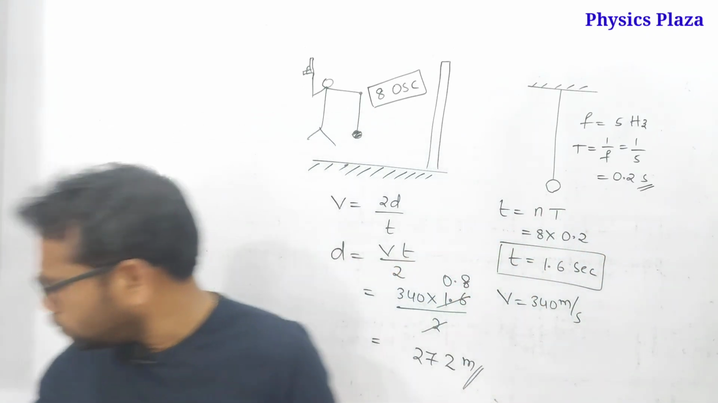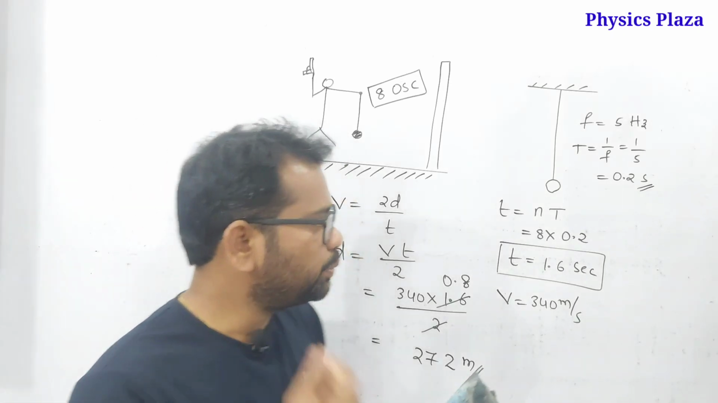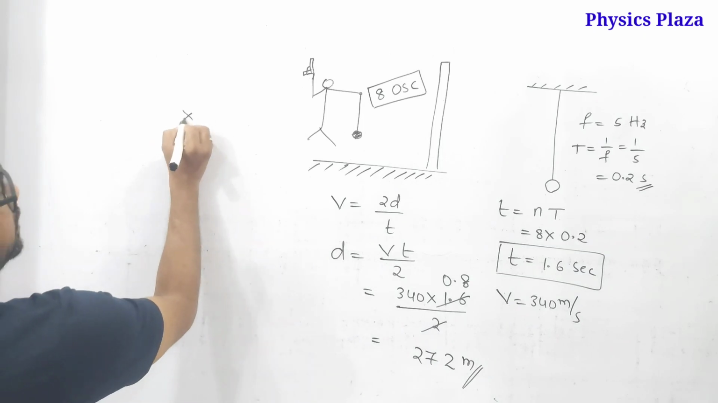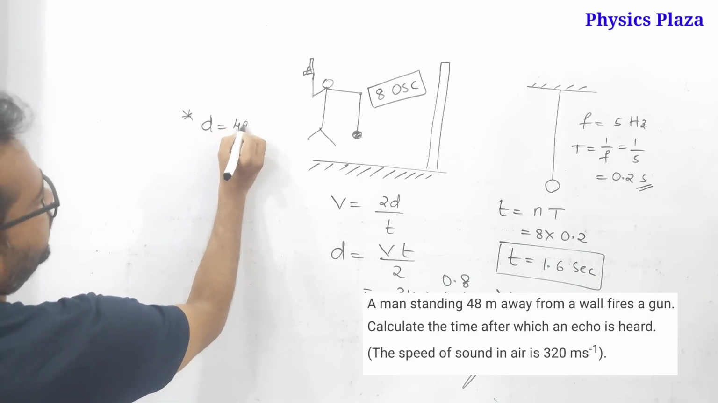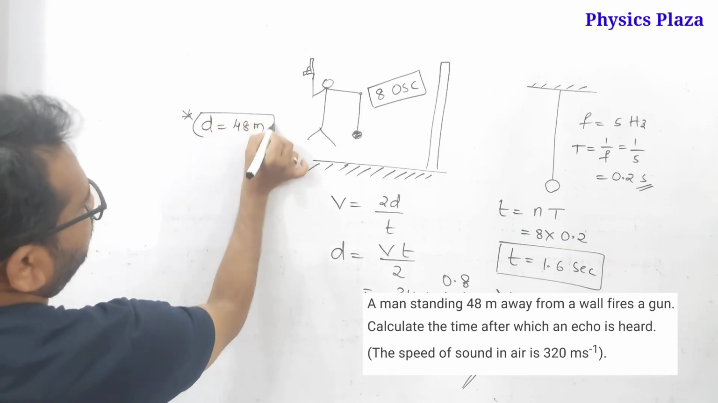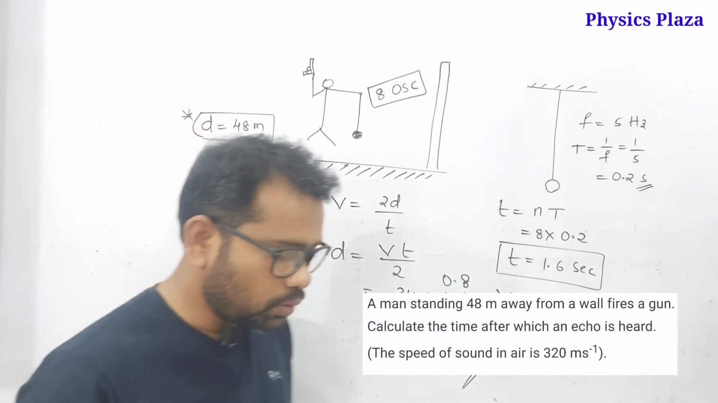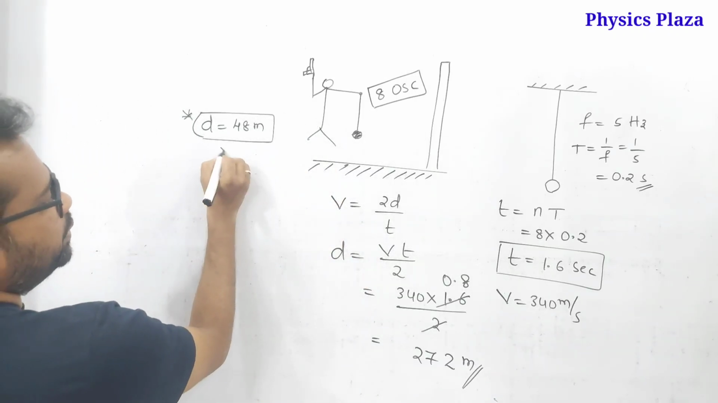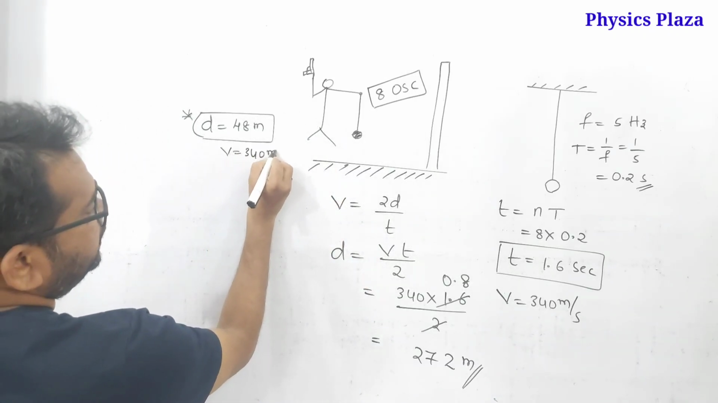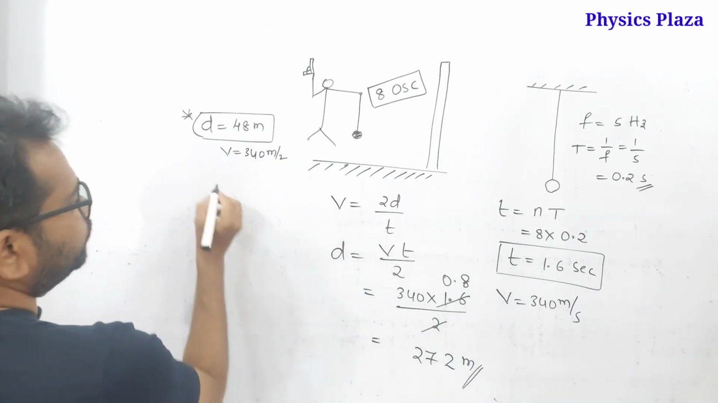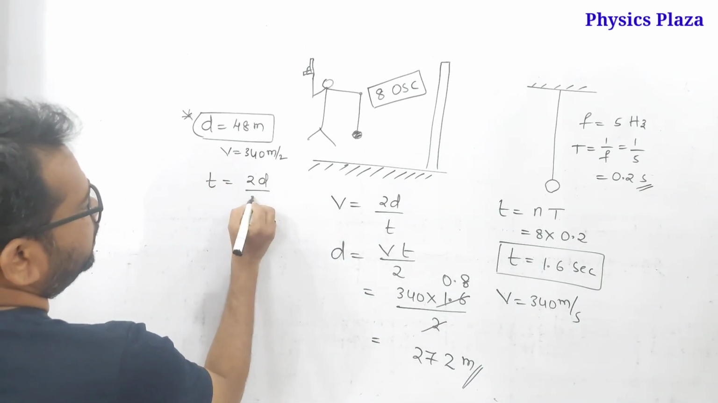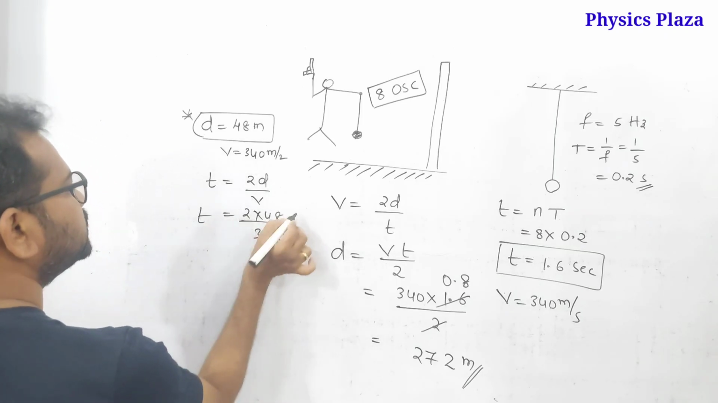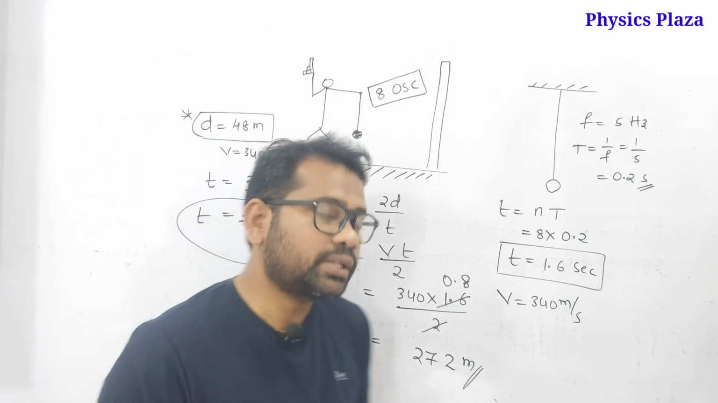Other than this, one or two more simple questions can be expected. Have you copied this? Okay, let me tell you. They may ask a question like this: the person is standing 48 meters away from the cliff. Can you hear the echo? Find the time taken. Use the same concept here. The speed of sound might be given as 340 meters per second or 320, whatever data is given, follow that. Then t is equal to 2d by v. So this is 2 into 48 by 340, and you will get the time taken.